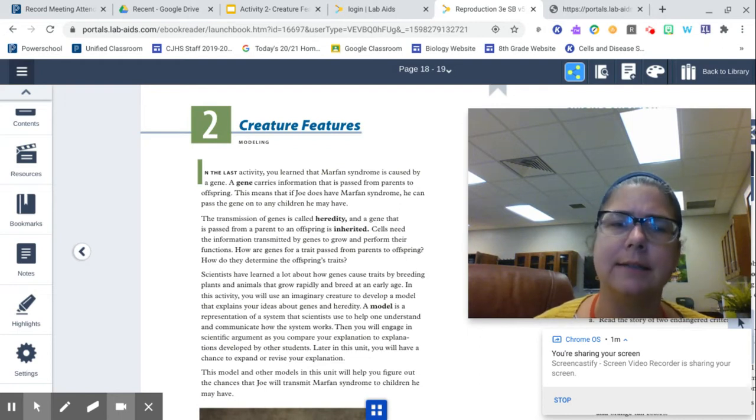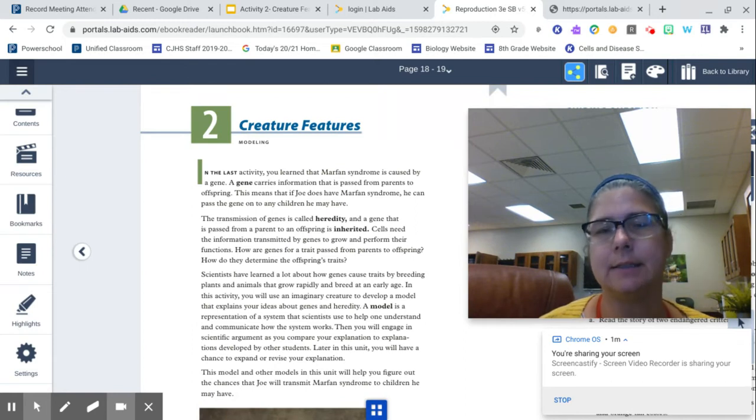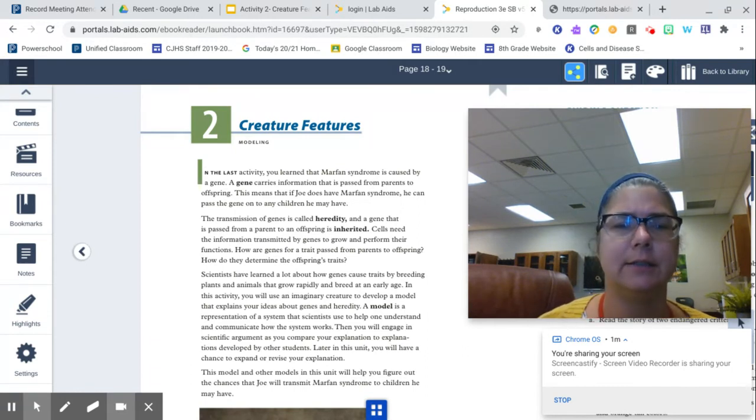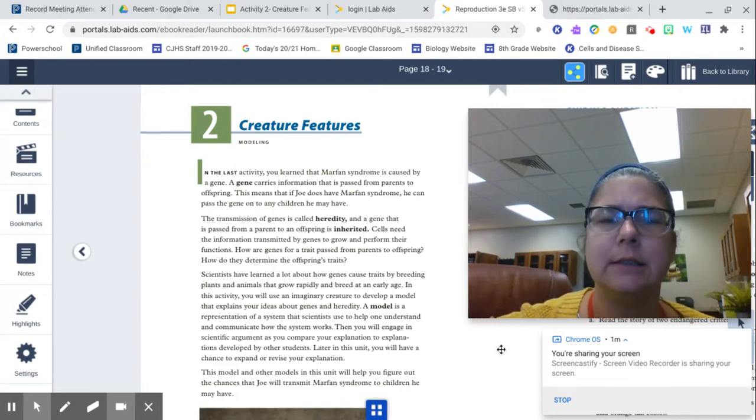A model is a representation of a system that scientists use to help one understand and communicate how the system works. Then you will engage in scientific argument as you compare your explanation to explanations developed by other students. Later in this unit, you will have a chance to expand or revise your explanation. This model and other models in this unit will help you figure out the chance that Joe will transmit Marfan syndrome to children he may have.